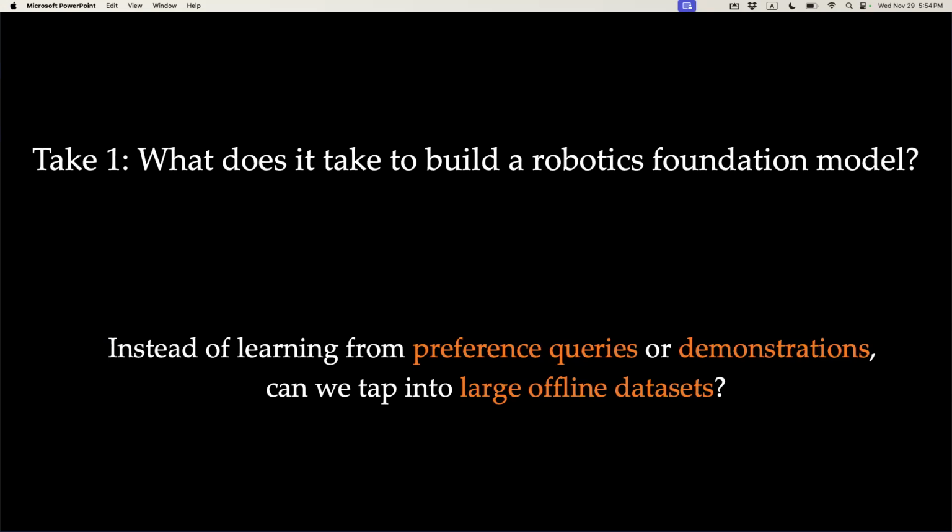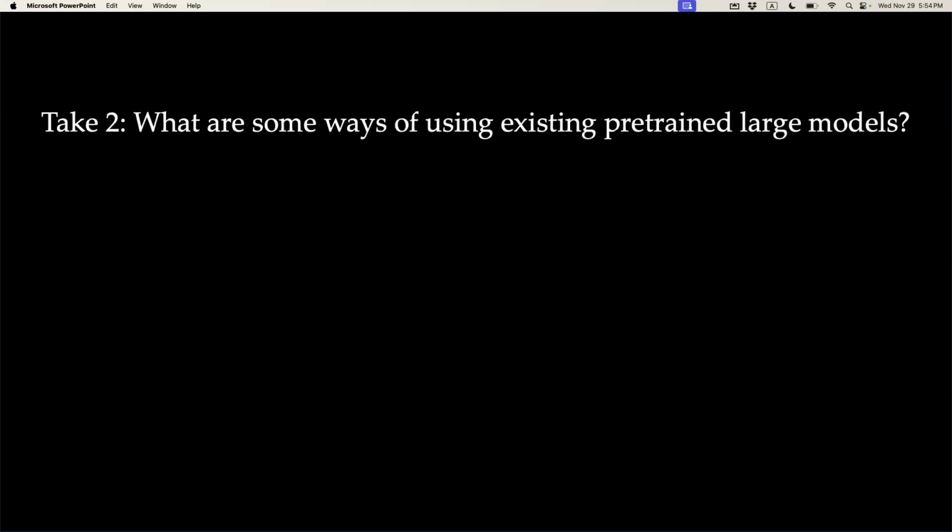All right, so that was my first take. And again, this is a very active area of research. Everyone is interested in building these foundation models. I know I have 5 minutes, but in the last 5 minutes, I do want to briefly talk about the second take. And the second take was something that I was very skeptical of initially. Let me tell you what the second take is.